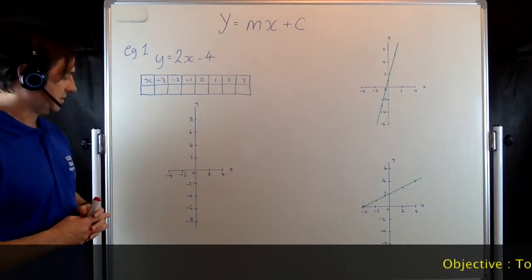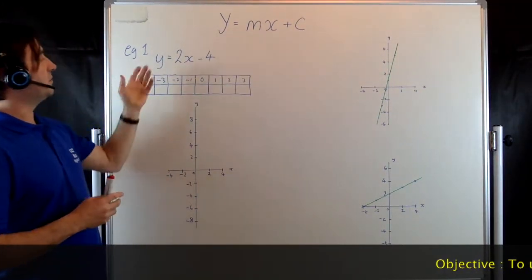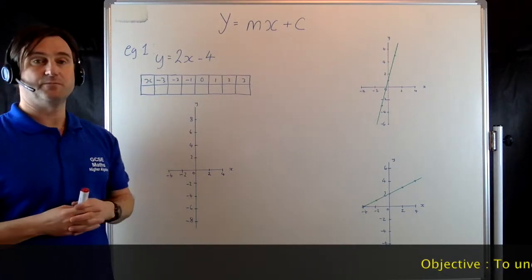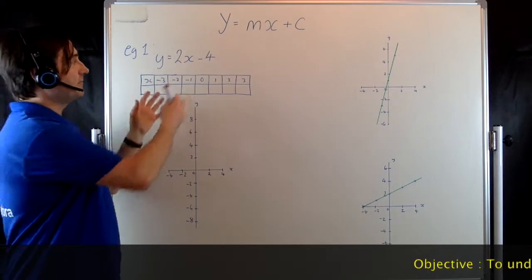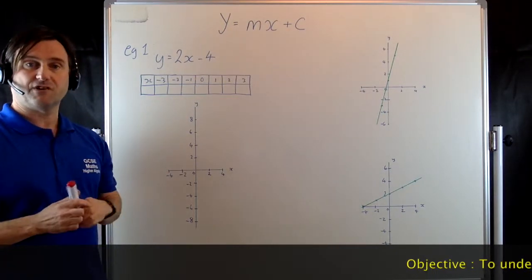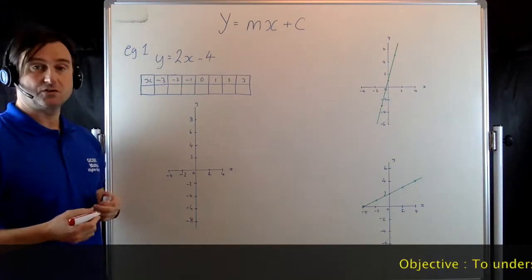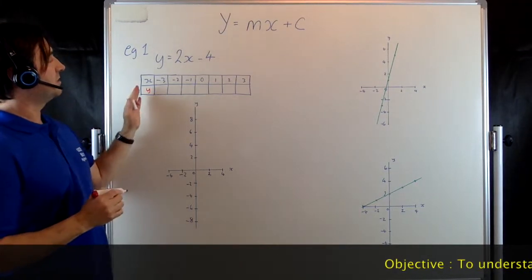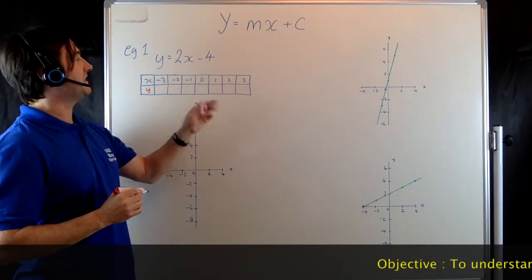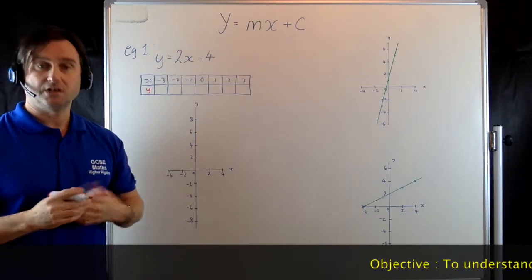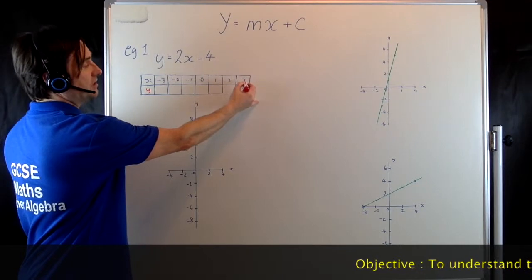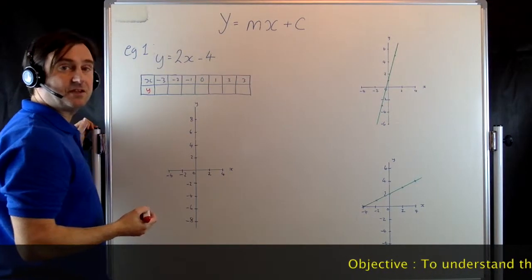So to start off, I've got an example here of a straight line graph, y equals 2x minus 4. I'm going to use a table of values to help me plot that graph so we can see what it looks like. So we've got our x values here. I'm going to put my values for x into this equation to generate my y values. I'm going to start at the top here with the positive 3.